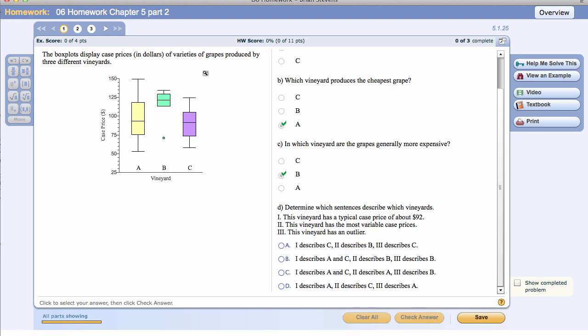Determine which sentences best describe which vineyard. Considering that vineyard B is the only one with an outlier, that would be statement 3 describing vineyard B. So now we're down to these middle two right here. I see a difference in statement 2. Statement 2 states, this vineyard has the most variable case prices. And looking between A and C, A has the most variation. So definitely, most variation is for A.